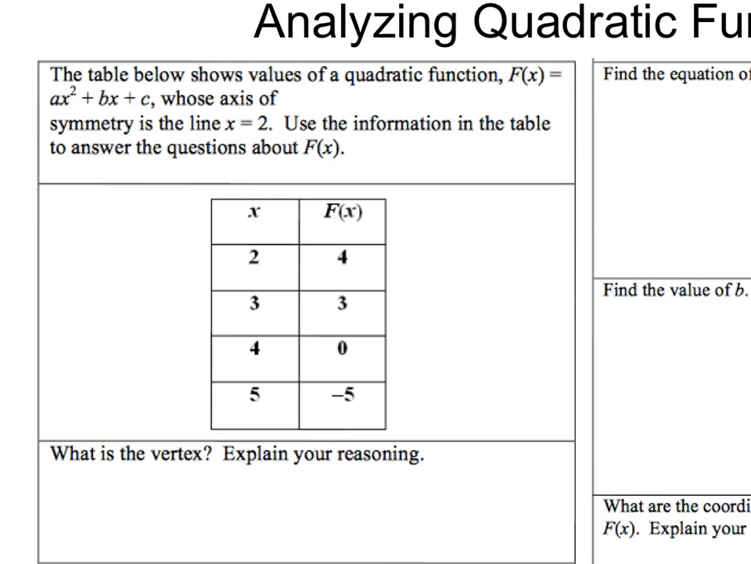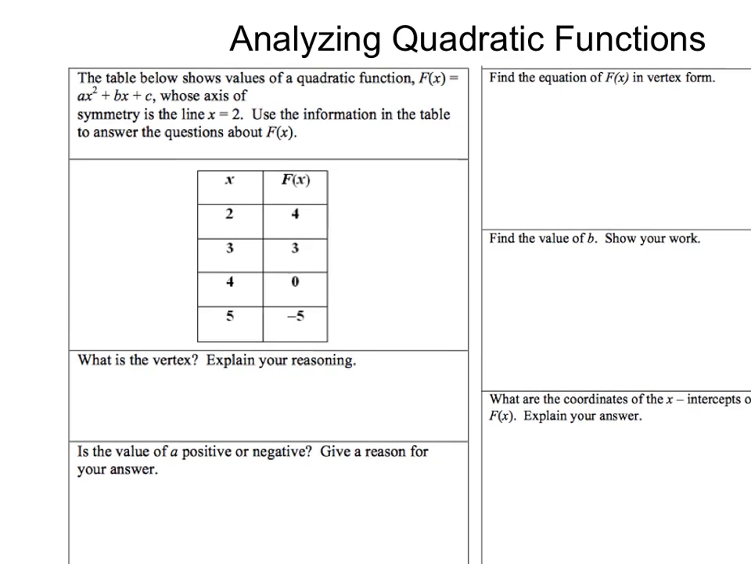Well, since I know that the axis of symmetry is at x equals 2, I look for the point that has an x value of 2. So now I know that my vertex must be at (2, 4), because the vertex is on the axis of symmetry.